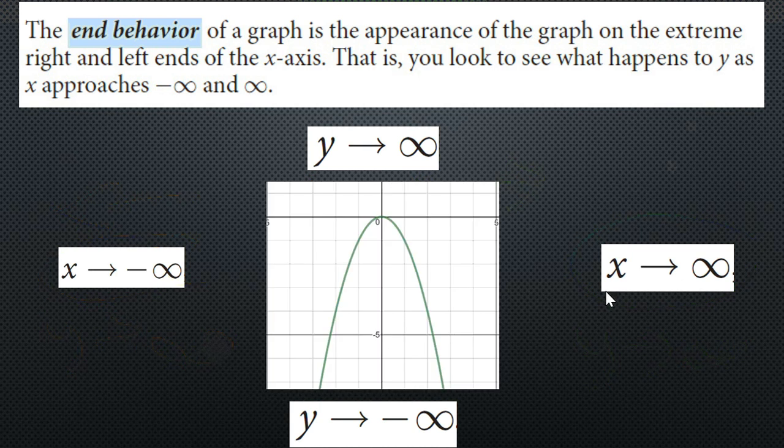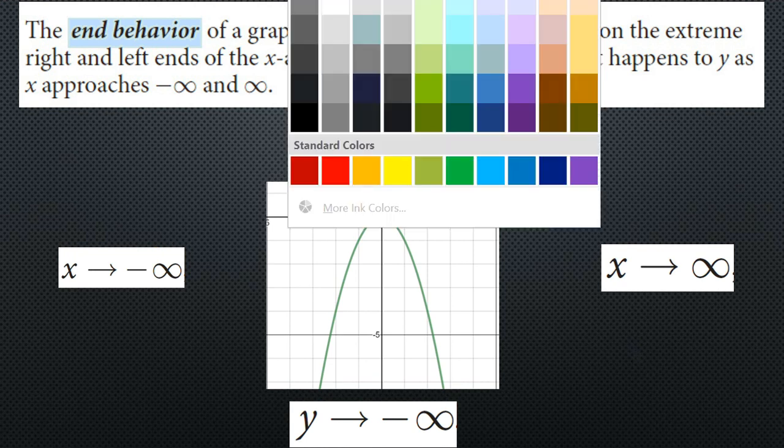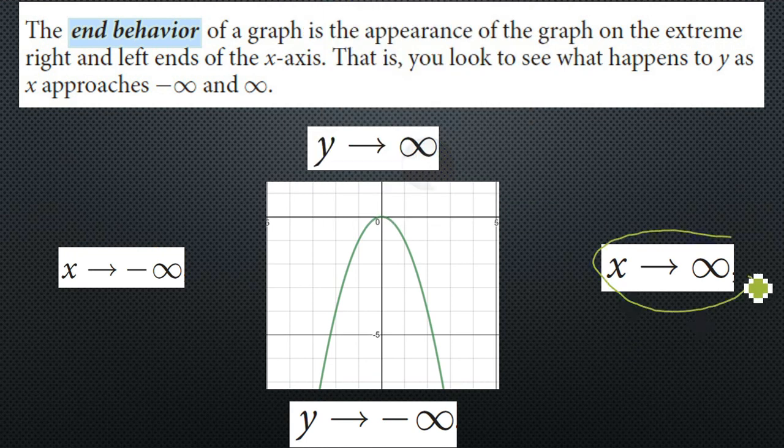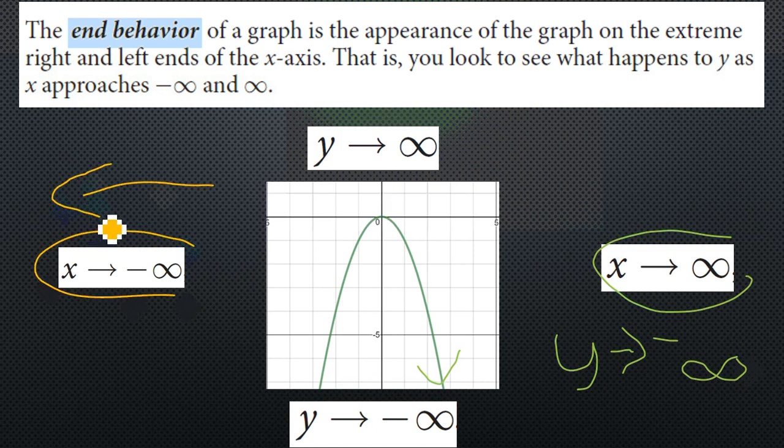Here's another example. This is another quadratic, but it's upside down from the other one. And again, we're going to look at our end behavior. We're going to say, as we look to the right, what's happening on the graph? Well, it's going down, isn't it? So we say as x approaches positive infinity, y approaches negative infinity. As we look on the other side, we can see it has the same end behavior on both sides. So as we look left, what happens to the graph? It also goes down on that side. So y approaches negative infinity.